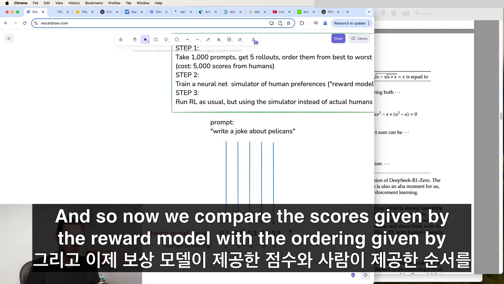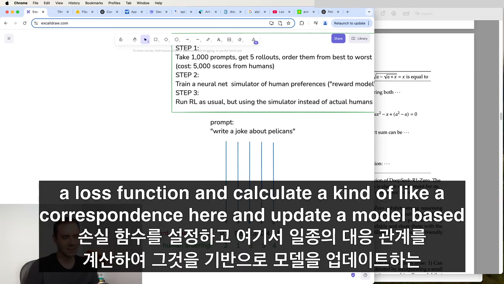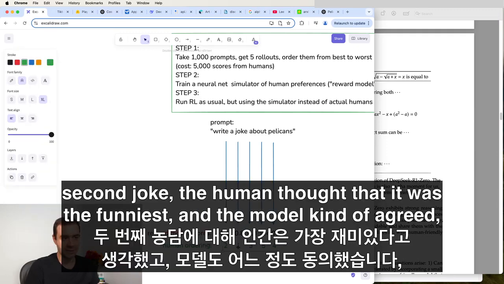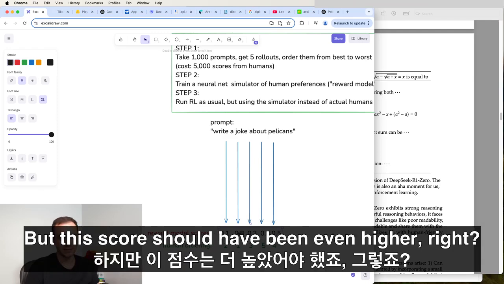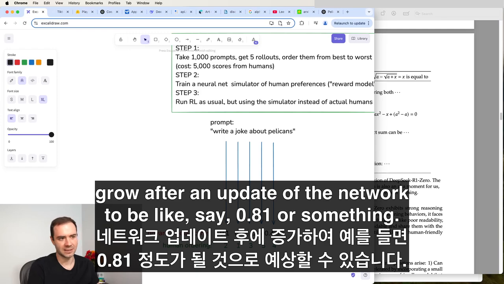Now we compare the scores given by the reward model with the ordering given by the human. There's a precise mathematical way to calculate this: basically set up a loss function, calculate a kind of correspondence here, and update the model based on it. But I just want to give you the intuition. For this second joke, the human thought it was the funniest, and the model agreed, right? 0.8 is a relatively high score, but it should have been even higher. So after an update of the network, we would expect the score to grow to, say, 0.81 or something.